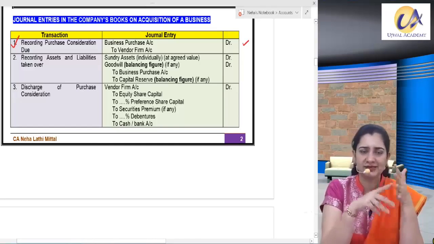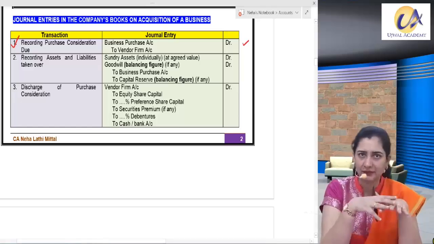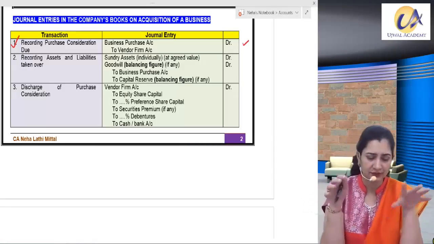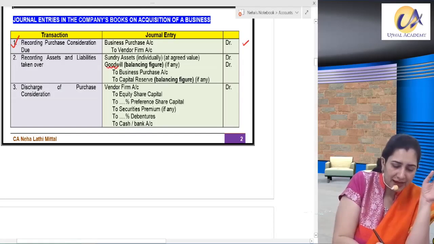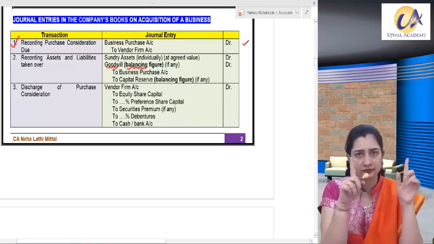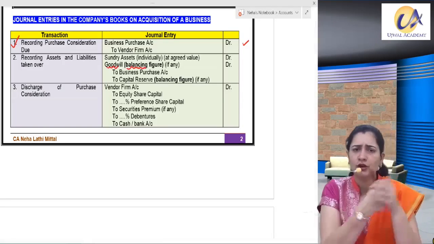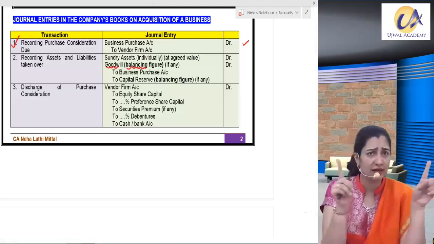Then we took over the business. Assets account debit, whatever it is. To liabilities we took, right? To business purchase we did. In that, goodwill came as the balancing figure. Right? That's when I had asked you another question: what if goodwill doesn't come in that?